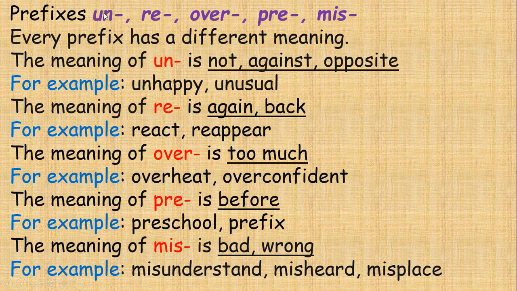So, every prefix has a different meaning. For example, un. Un means not or against or opposite. For example, you say, I am unhappy today. Does that mean you're happy or not happy? It means not happy. Unusual. When we say something is unusual, it means not usual. The meaning of re is again or back. For example, the verb react, it means to act again. Reappear, appear again.